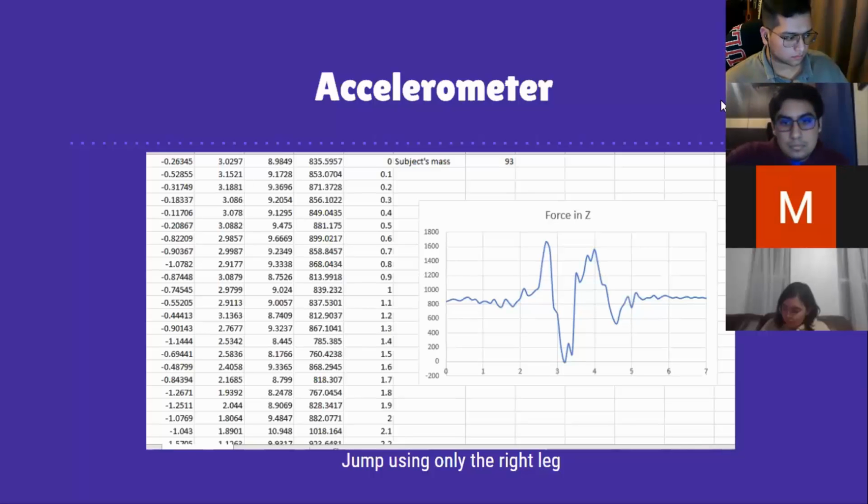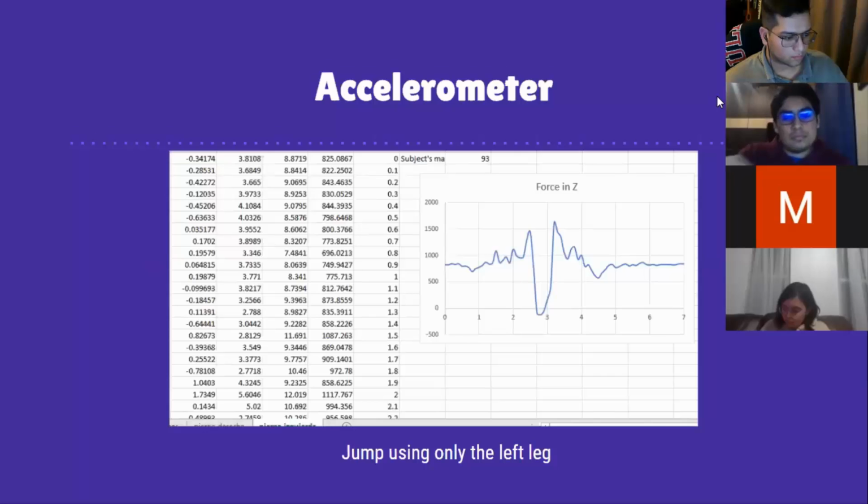And finally, using only the left leg, we have a worse performance since we have a not-so-wide landing phase. So this means that the athlete, when jumping with his left leg, is carrying too much effort or force into his knee. So we would recommend distributing the force over a longer time at the time of the landing.